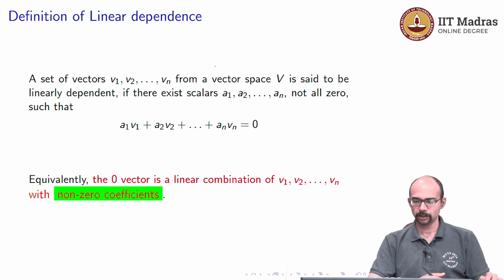Okay. So the equivalent way of saying this is that the 0 vector is a linear combination of v1, v2, ..., vn with non-zero coefficients. Meaning when I say with non-zero coefficients, that means some of the coefficients are not 0. We don't need to say that all coefficients are non-zero. Okay, some non-zero coefficients.